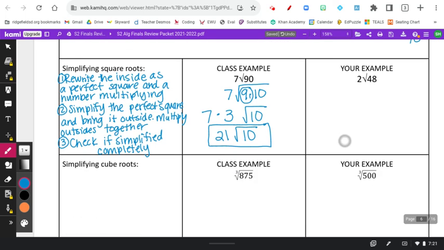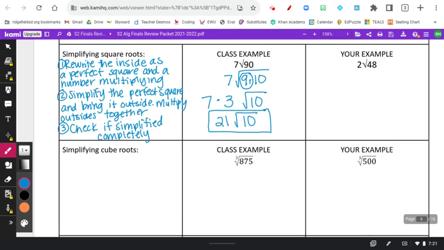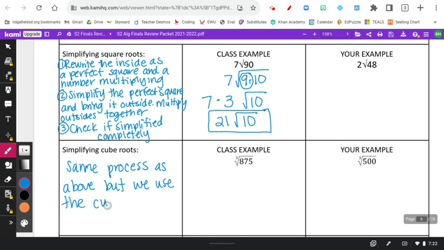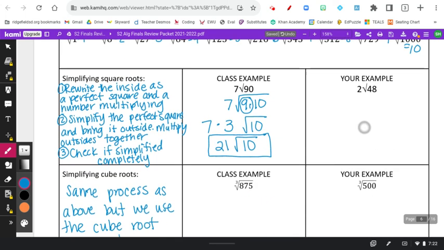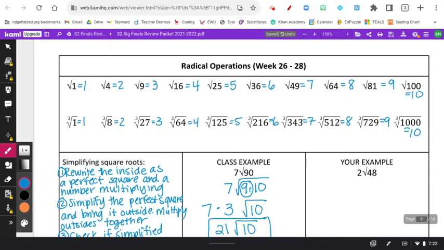All right, next up, simplifying cube roots. This is going to be the same process as above. But we're going to use the cube root list. So that means instead of these top numbers, I'm going to use this bottom row. I'm going to figure out which one divides into 875.